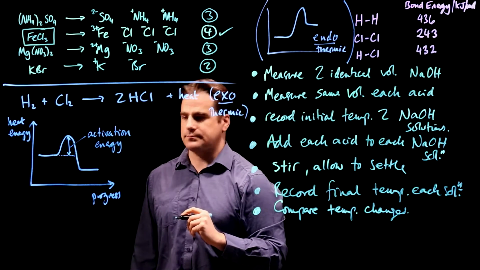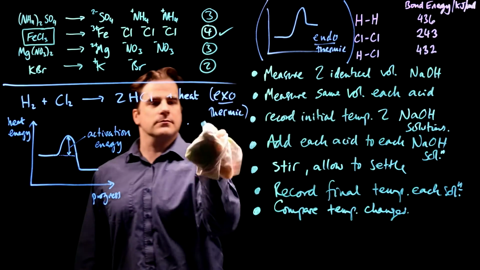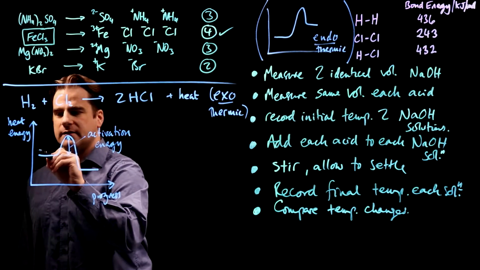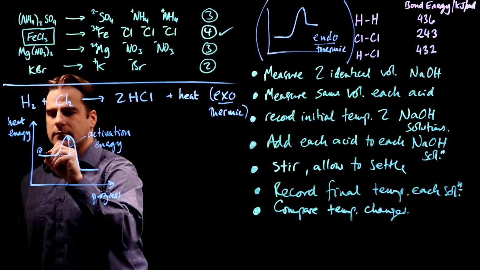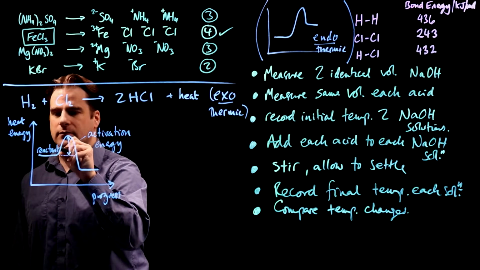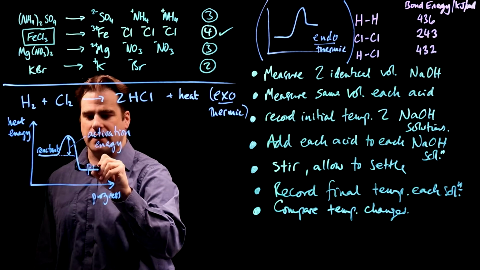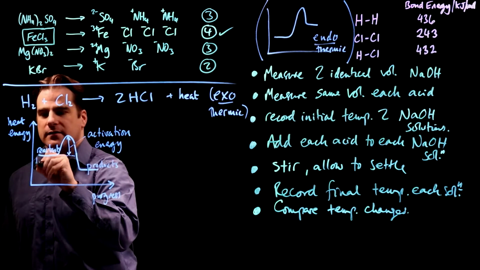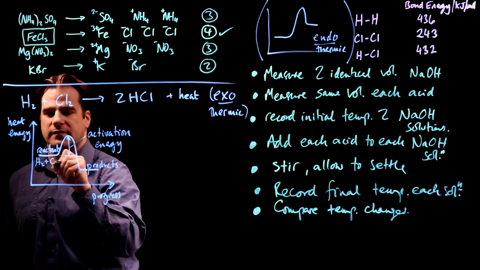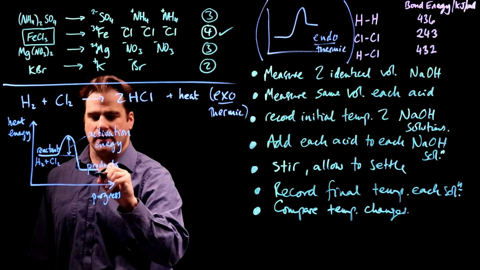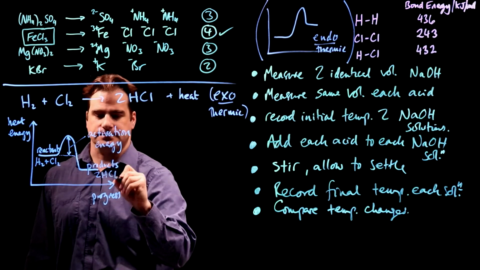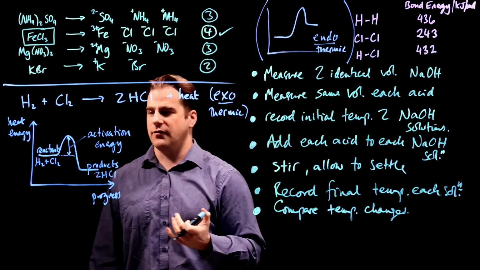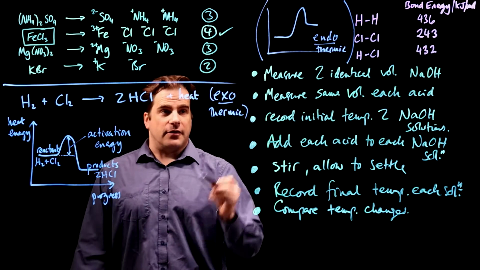Always put that down. Also, label the reactants here and the products end up here. So let's actually say what they are. That's H2 plus Cl2. The products, or yeah, it's 2 HCl. Okay, that's what a reaction energy diagram looks like for an exothermic reaction.